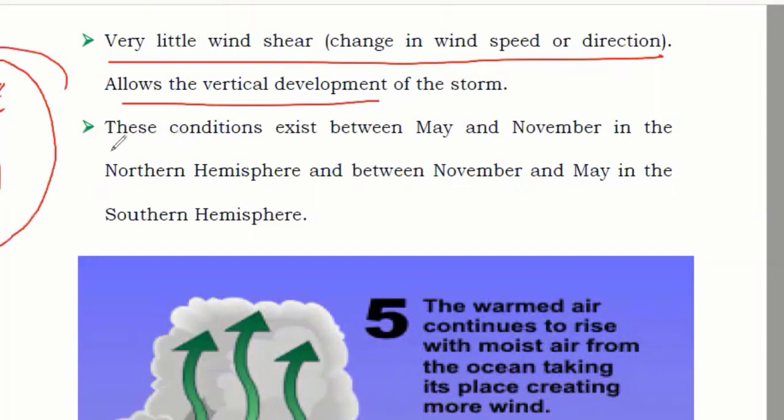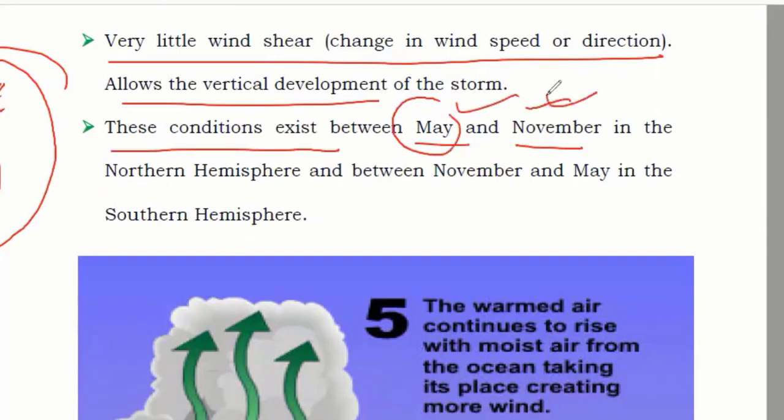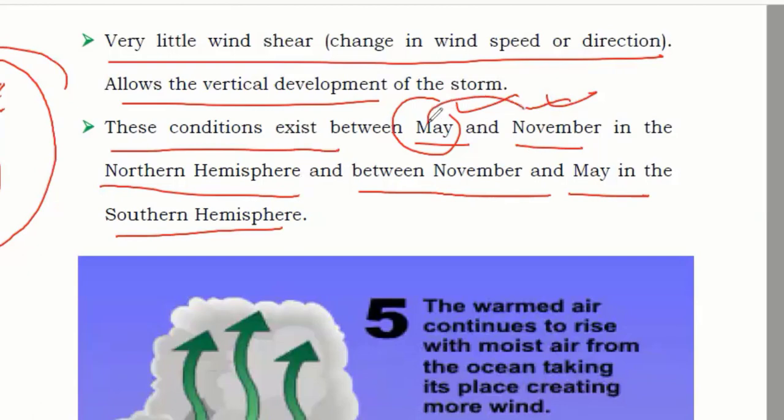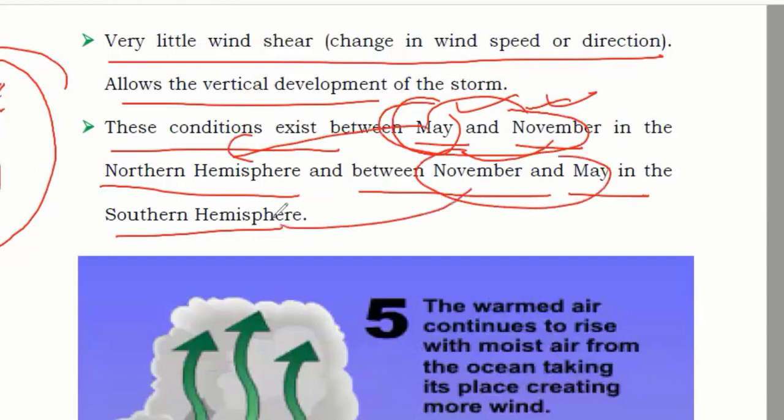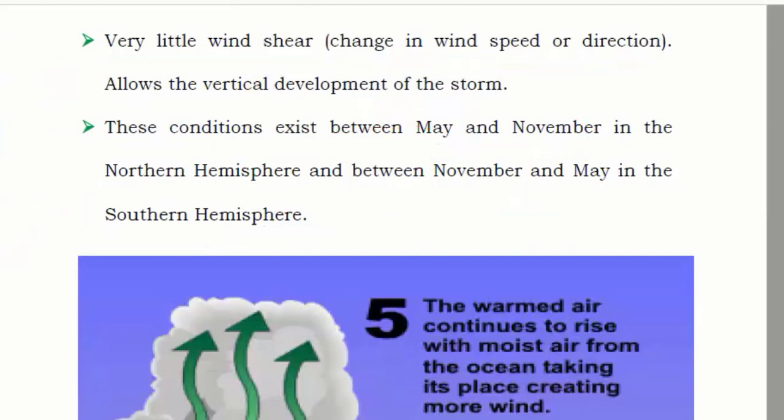Okay. After that, these conditions exist between May and November. They can ask a question: in which months are there more chances for a tropical cyclone? So May to November in the northern hemisphere, and November to May in the southern hemisphere. So it means both. Understand? May to November where? Northern. November to May where? Southern hemisphere.